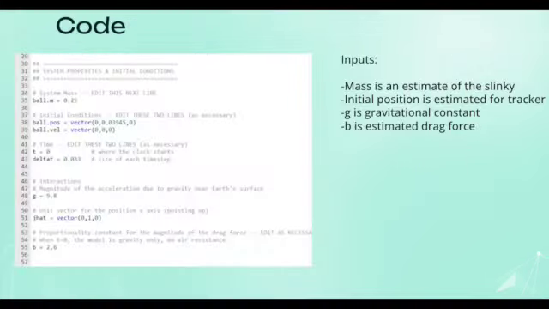And here is the code with the initial conditions taken from Tracker. As you can see, we have the mass as an estimate of the slinky's mass. The initial position is also given from Tracker from the coordinates that we got. G is the gravitational constant, B is the estimated drag force, which we have as 2.6, and the j hat vector, again, is that position.